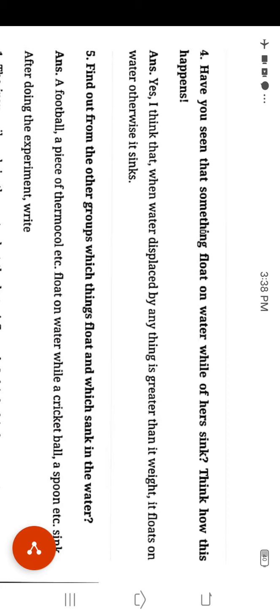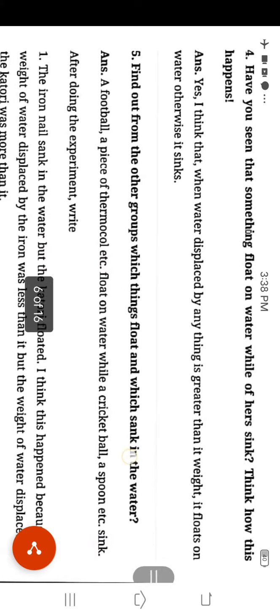But first I want to make you understand something. So this is a question. Have you seen that some things float on water while others sink? Think how this happens. So the answer is yes, I think that when the water displaced by anything is greater than its weight, it floats on water, otherwise it sinks.